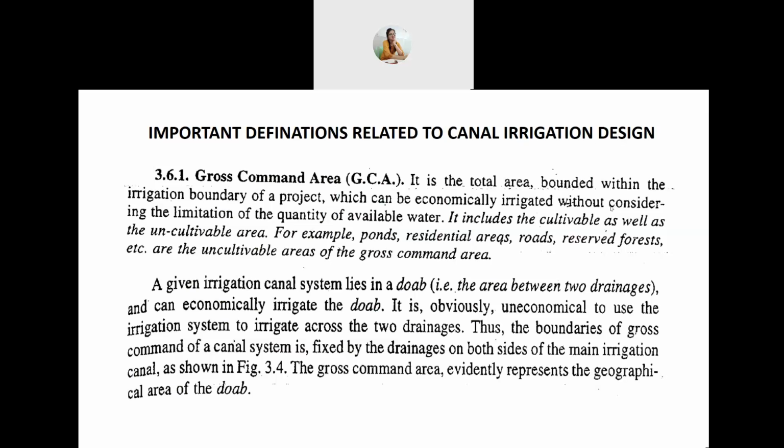Thus, the boundaries of the gross command area of a canal system are fixed by the drainages on both sides of the main irrigation canal, as shown. The gross command area evidently represents the geographical area of the doab.